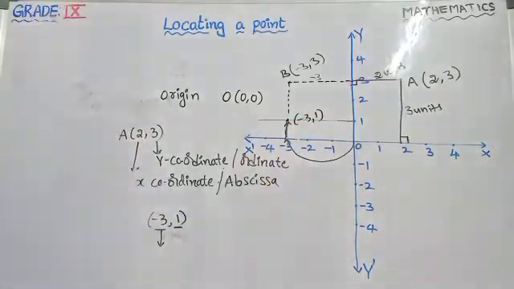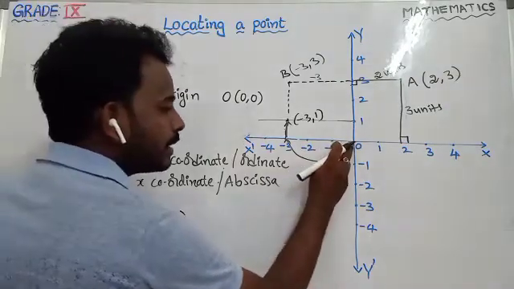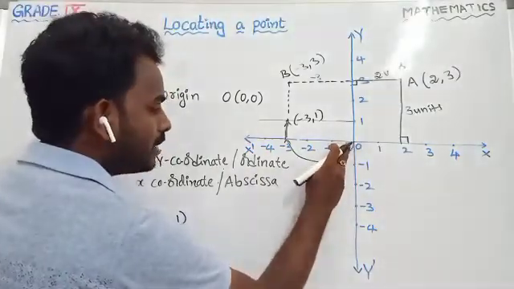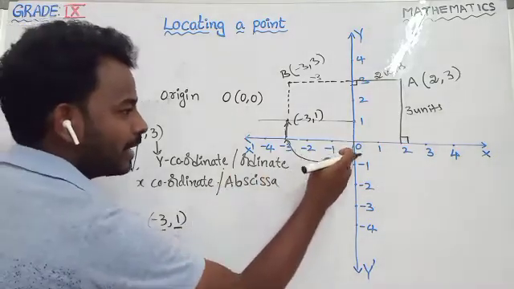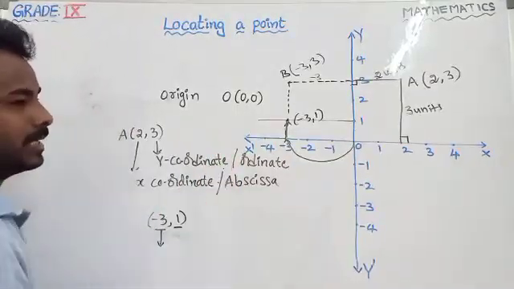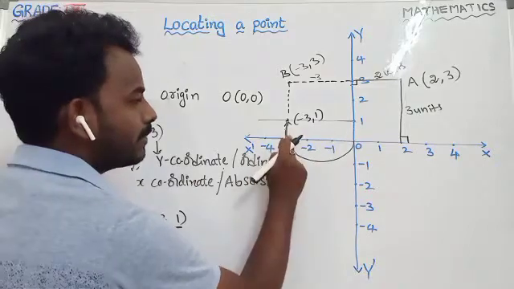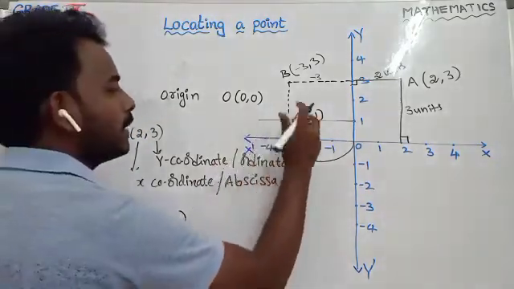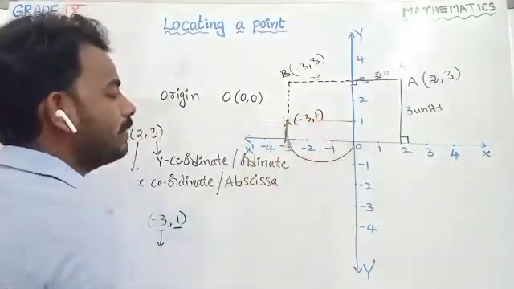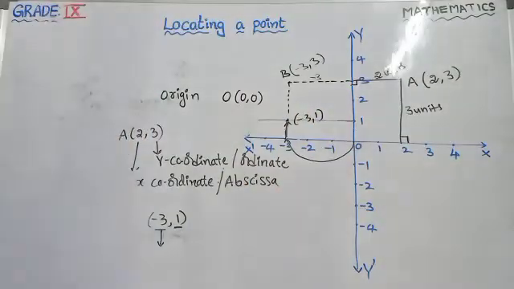-3 comma 1. First of all, you need to start from 0, that is the origin. Keep in mind that the x coordinate is -3. That is the reason we go -3 on the x-axis. Then the y coordinate is 1, positive. That is the reason we go up. So -3 comma 1. In this way we locate a point on the xy plane.